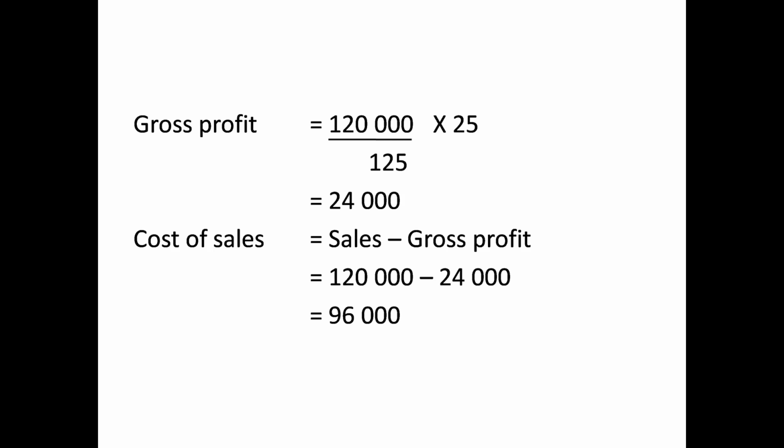Then what we need to do is calculate the cost of sales value. Cost of sales equals sales minus gross profit. Sales 120,000, gross profit 24,000, then the cost of sales value is 96,000. Therefore, we have calculated gross profit and cost of sales through this working. Now, what you have to do is enter these two figures to your statement of trading.